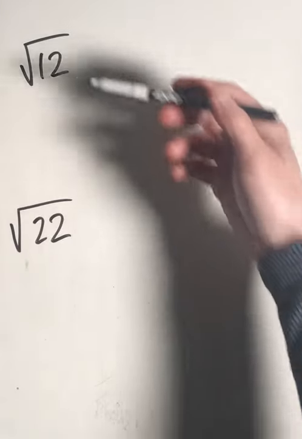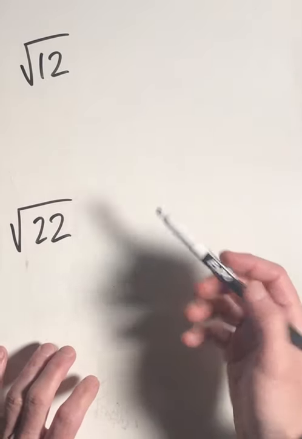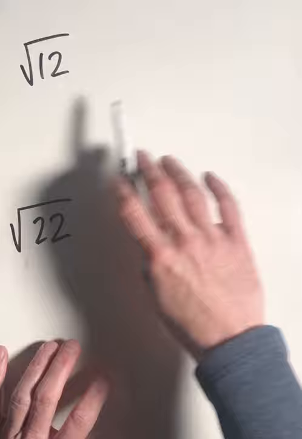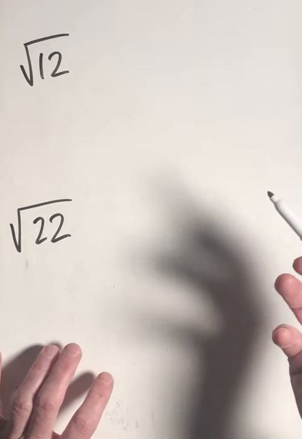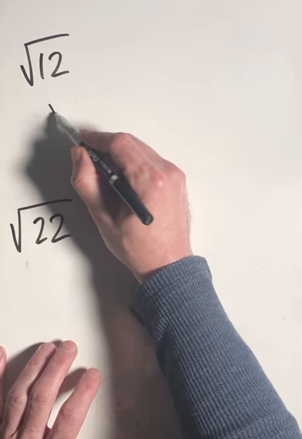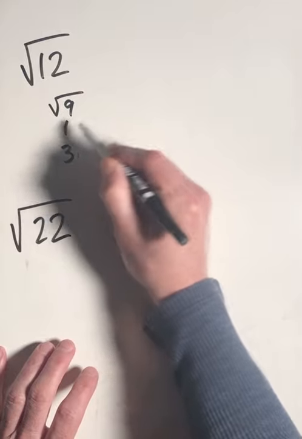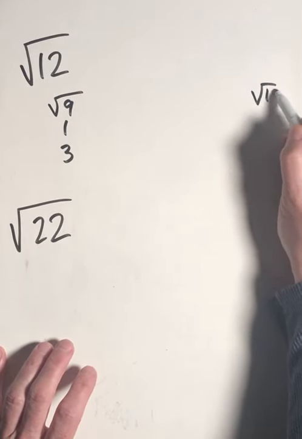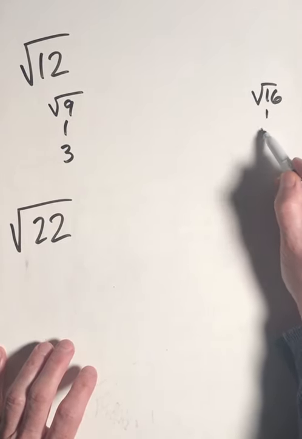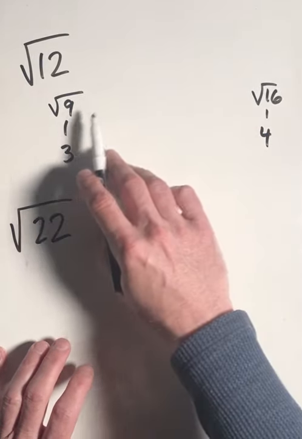To approximate square roots to rational number equivalents, the idea is to arrange them on a number line in between two known perfect squares. So if I'm looking for the square root of 12, well, I know that the square root of 9 is equal to 3, and I know that the square root of 16 is equal to 4. So the square root of 12 is somewhere between the square root of 9 and the square root of 16.